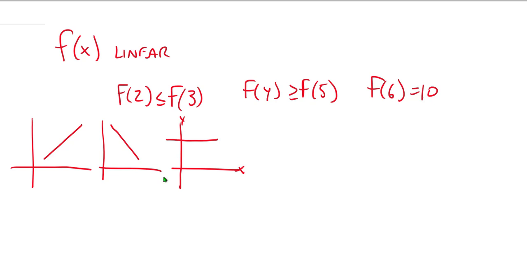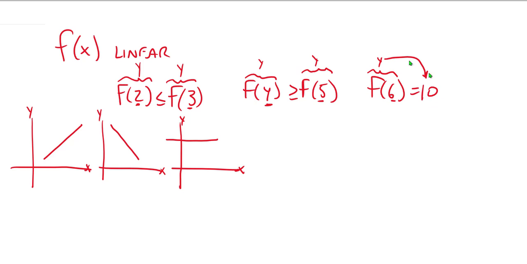So I'm drawing in some xy axes here. You also need to understand that when you see something like f of 2, f of 3, those are just the y values that correspond to an x value of 2 or an x value of 3. So again, these are x values, this is a y value, so that 10 over there is a y value. So this actually represents the point 6 comma 10.